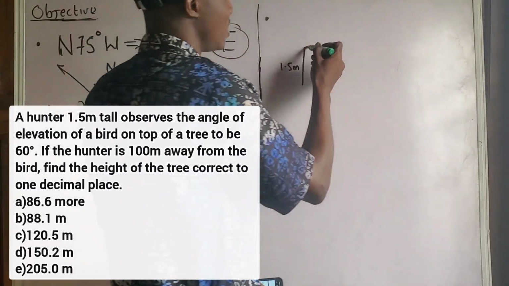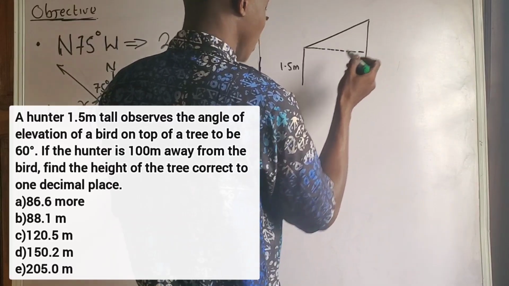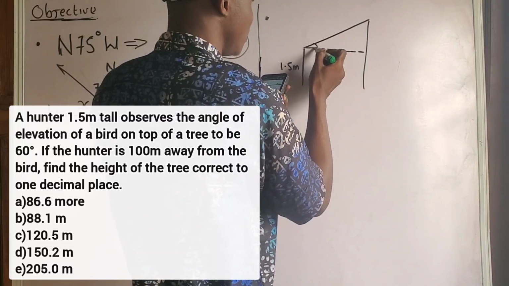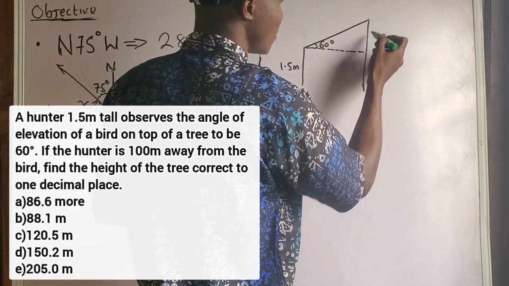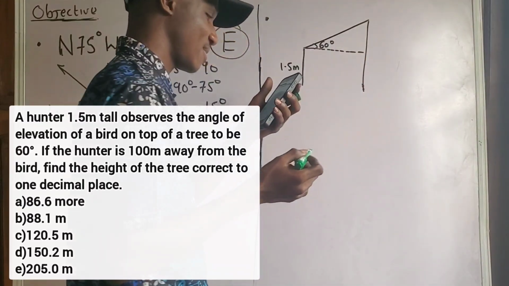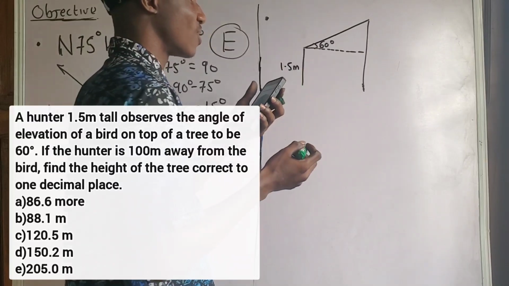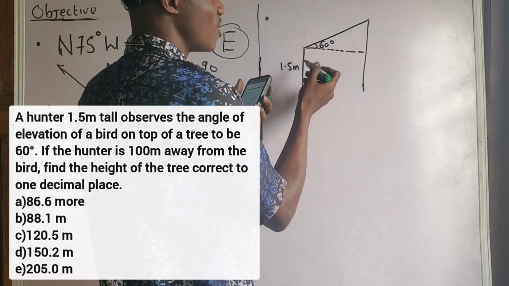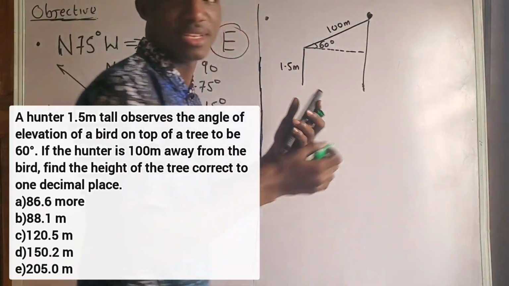So that means the angle of elevation of the top of this tree is given as 60 degrees. Let's call this the tree, and this is the hunter. If the hunter is 100 meters away from the bird, the distance between the bird and the hunter is 100 meters. This is where the bird is. The bird is on the top of the tree.